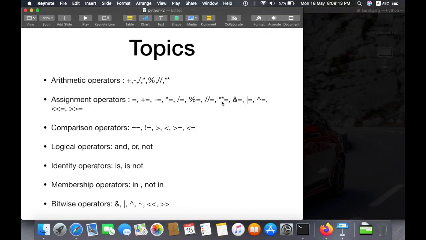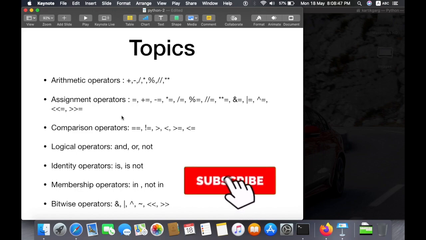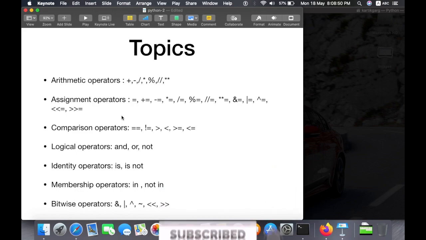If we talk about the assignment operators plus equals to, minus equals to, slash the division operator equals to, modulus equals to, the floor division equals to, or exponent equals to, all these do only one thing: the operand on the left hand side of the operator is automatically treated with the operand on the right side of the operator as per the property of the operator.